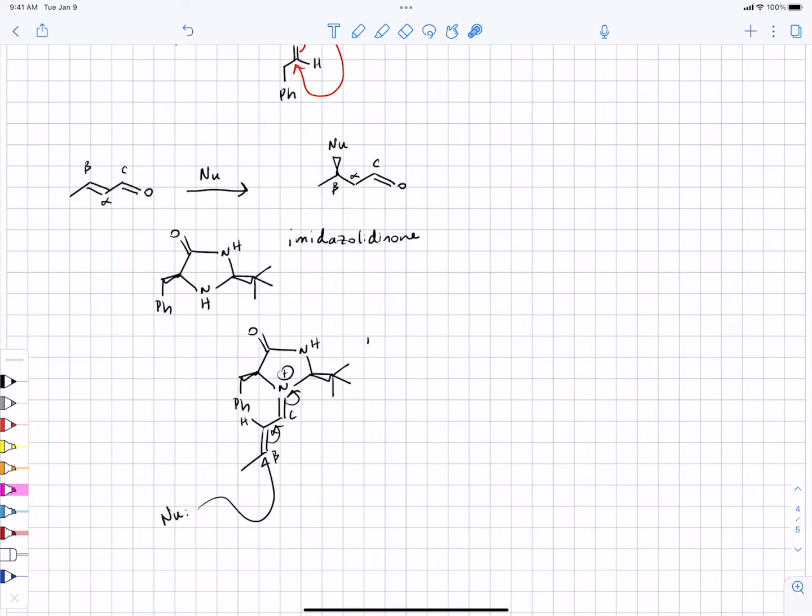So organocatalysis is big, it's huge, and it's something to be aware of.